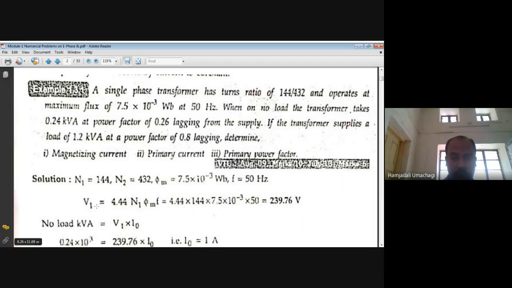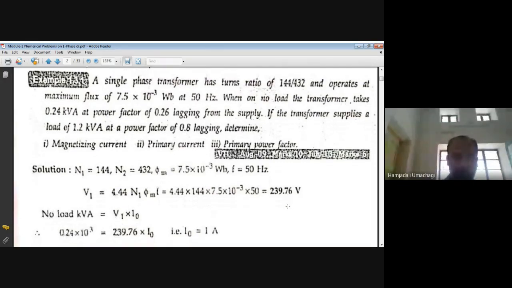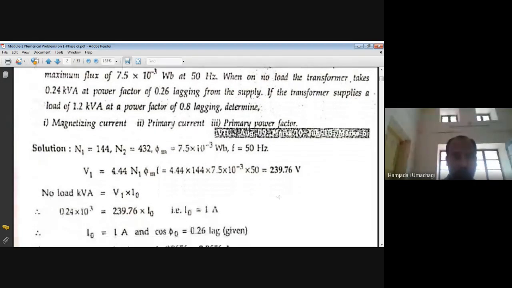So substitute all the given values. For number of turns, N1 is 144, then flux phi m is 7.5 × 10^-3, frequency f is 50. So after calculating, the answer for V1 will be 239.76 volts.